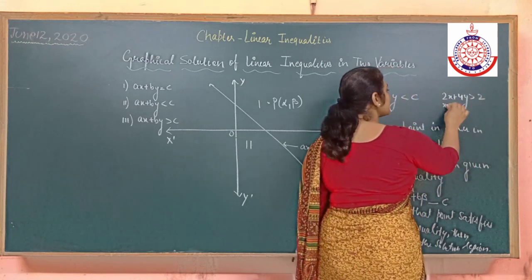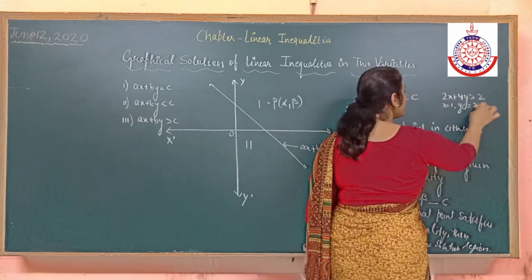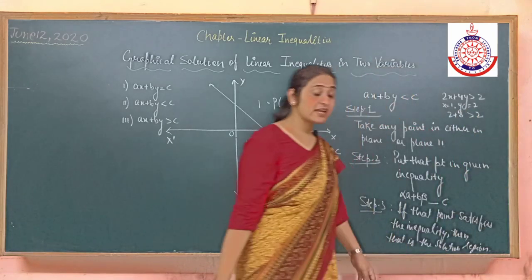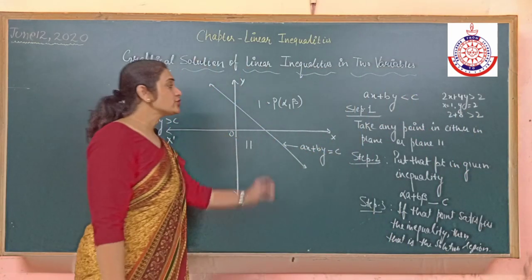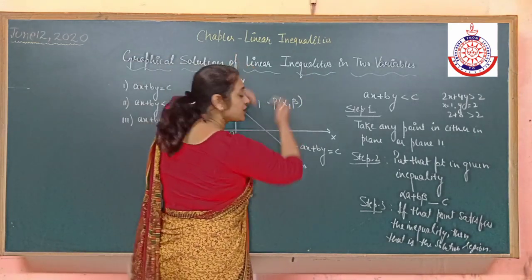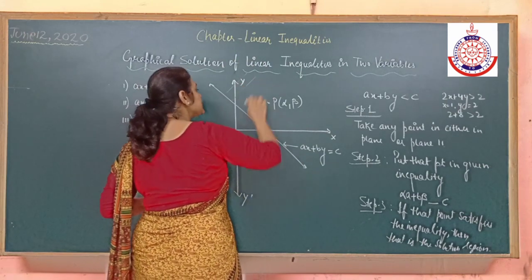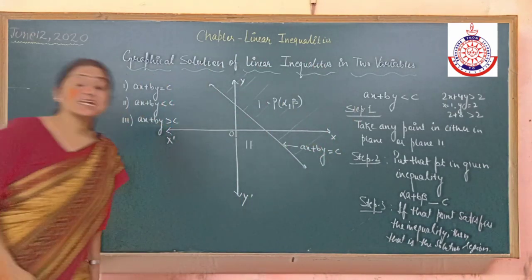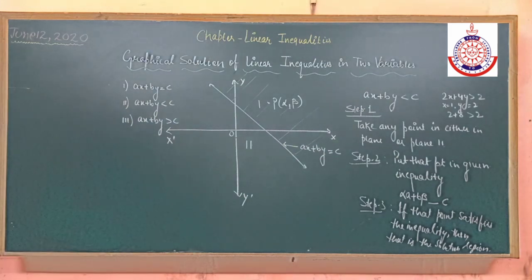If I put x equals 1 and y equals 2, it is 2 plus 8, definitely that is greater than 2. So this point satisfies it. If the point satisfies the inequality, then the side on which that point lies will be my solution region.